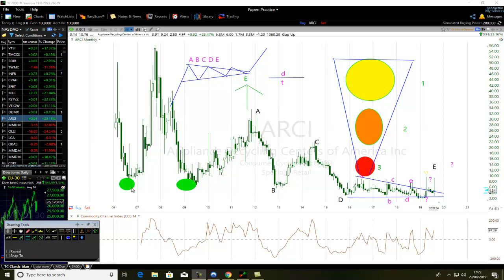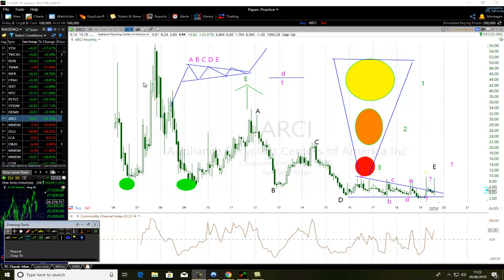So in the first tutorial, you see this example here, looking at this stock, Appliance Recycling Centers of America Incorporated, ticker Alpha Romeo Charlie India. We have both high volatility and high momentum. Sometimes you may have only high momentum. You may not have high volatility. Sometimes you may have high volatility and you may not have high momentum. Sometimes you may have both high volatility and high momentum. But the first corrective wave that you will be expecting is ABCDE.